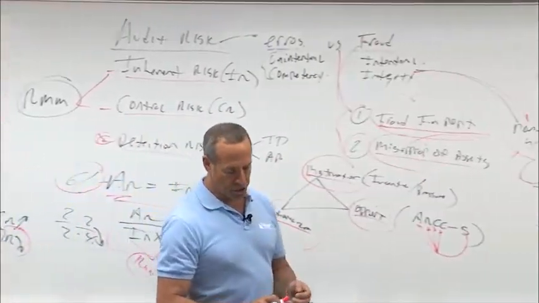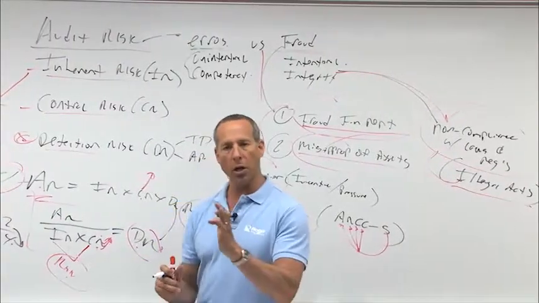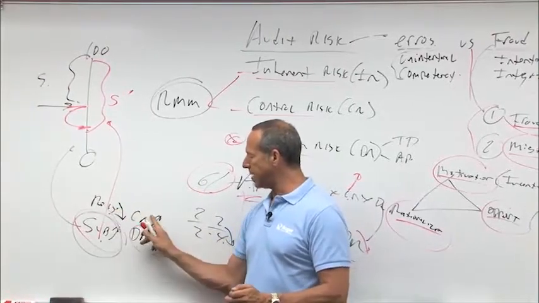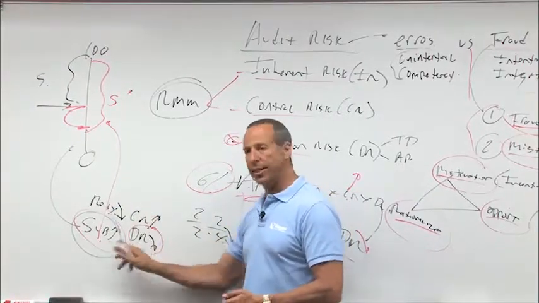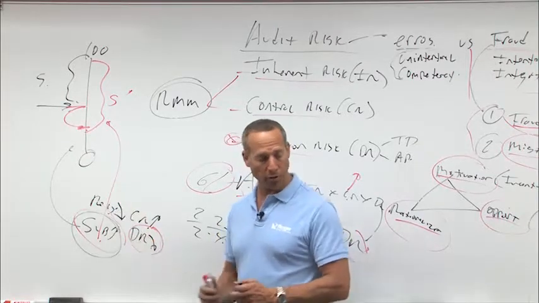A, substantive tests should increase. True. They should decrease. No. Tests of controls. Well, again, we're already done with tests of controls because that deals with reliance and control risk. Now we're dealing with substantive. Best answer is A. And as I said, this shows up all the time.